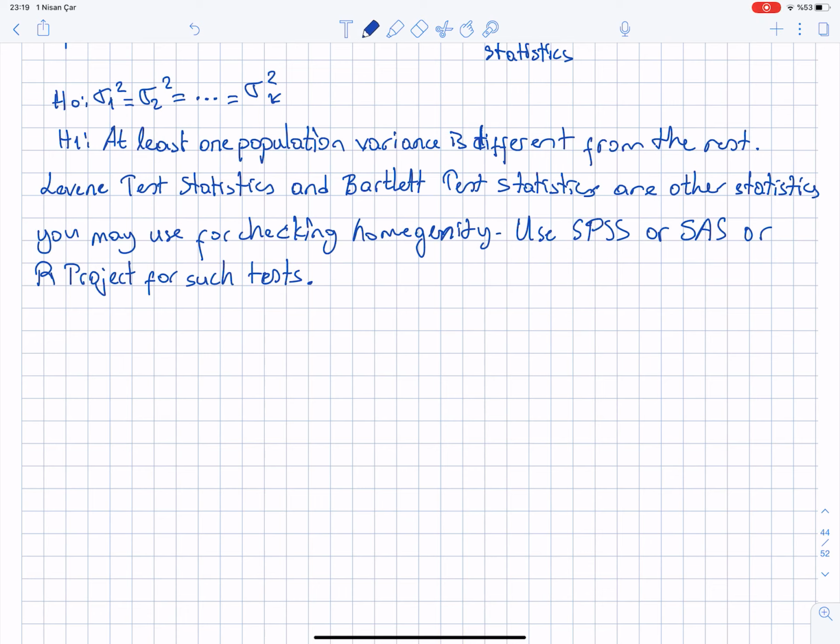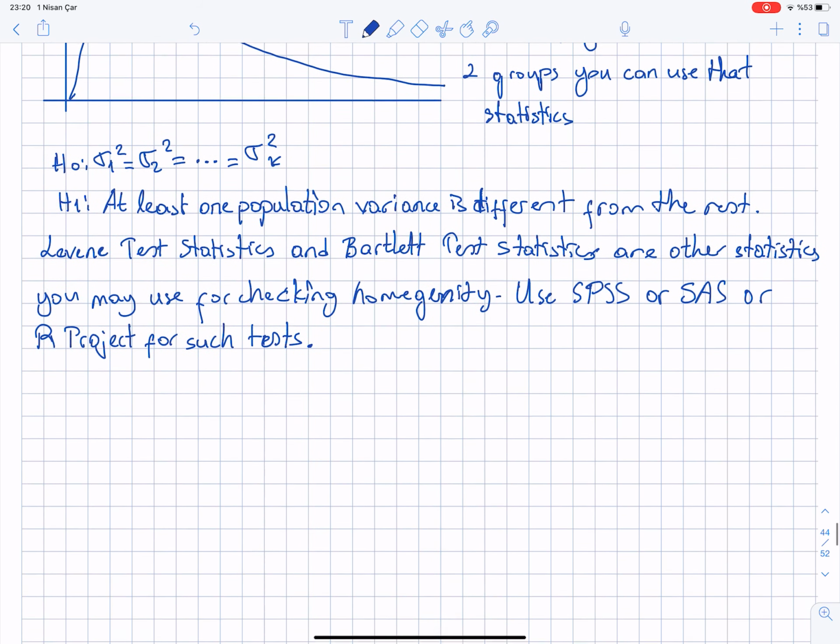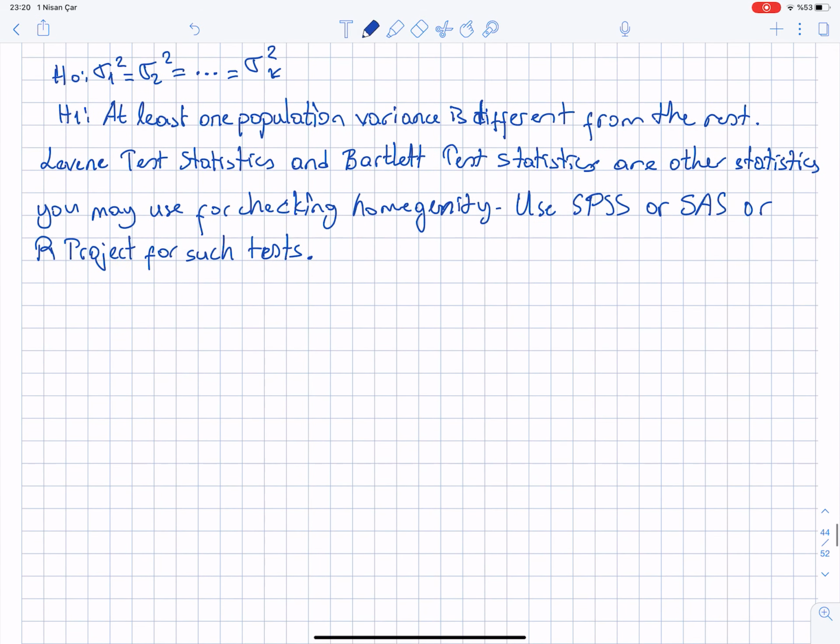If you use statistical software, you don't have to calculate; you're not dealing with the calculated statistic. It presents the p-value. You check whether the p-value is less than the given significance level. If it is less, it means they are heterogeneous. If it is greater than the significance value, you conclude that the variances are homogeneous. This is the basic statistic, the F-calc statistic.